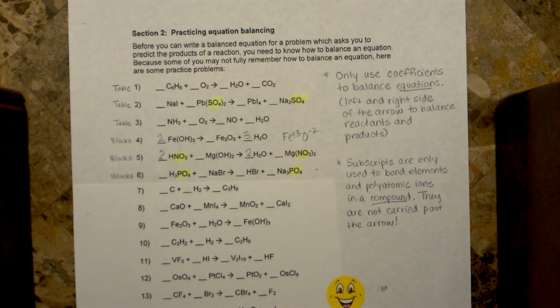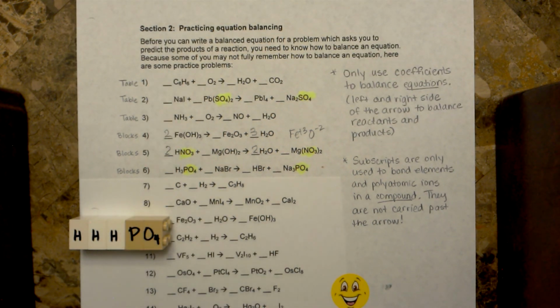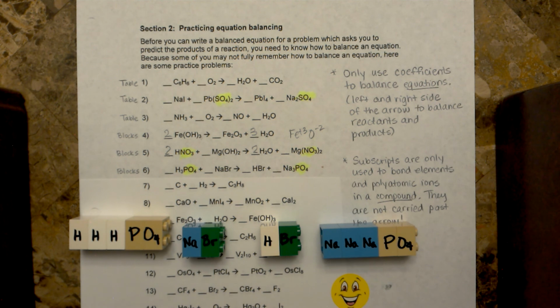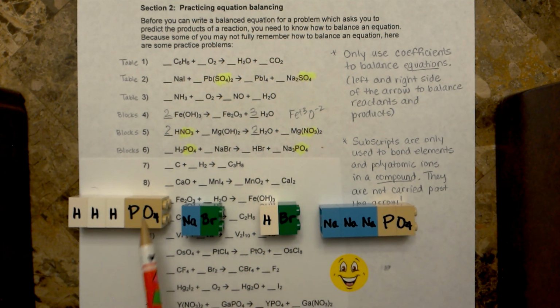Let's do one more, phosphoric acid, which is H3PO4, and I have sodium bromide, and I'm going to make hydrobromic acid and sodium phosphate. Again, I used my phosphate ion as a whole thing, so I have a phosphate here and a phosphate there. There's only 1 of each. That makes it kind of nice. There's 1 green, so that's kind of nice. But look, our sodiums don't balance out.